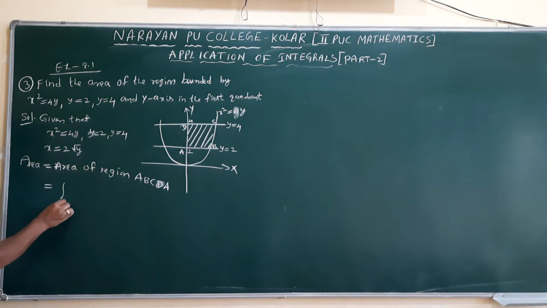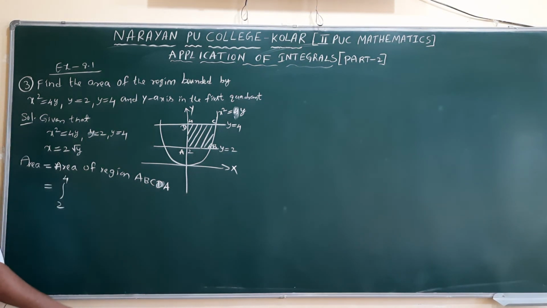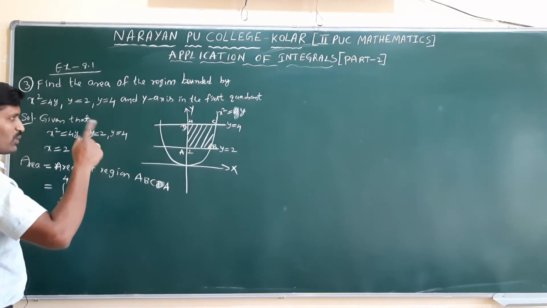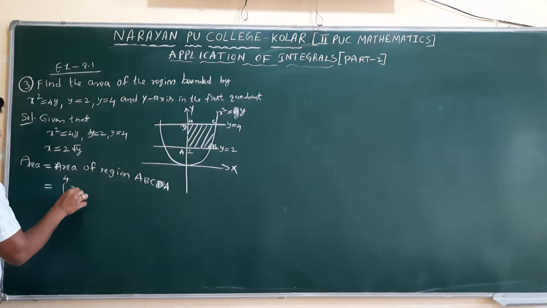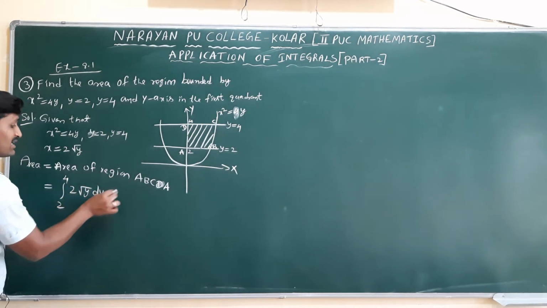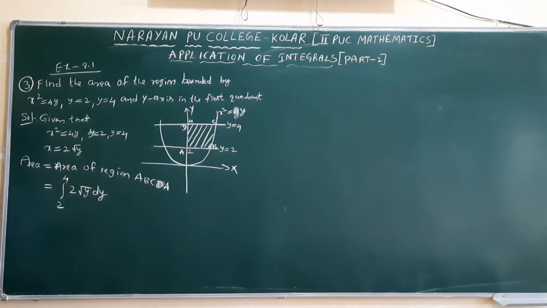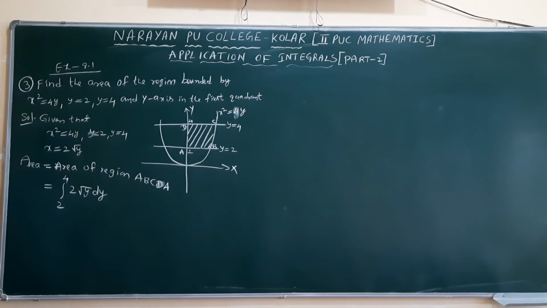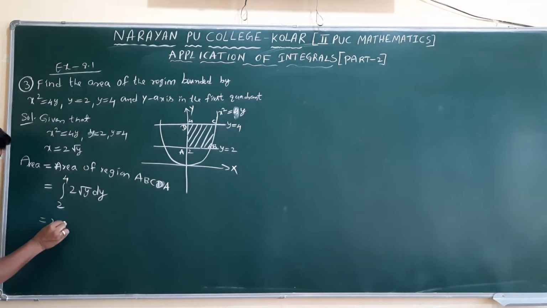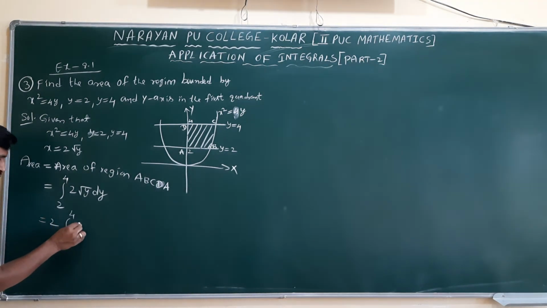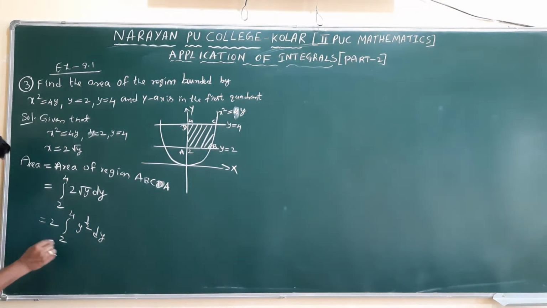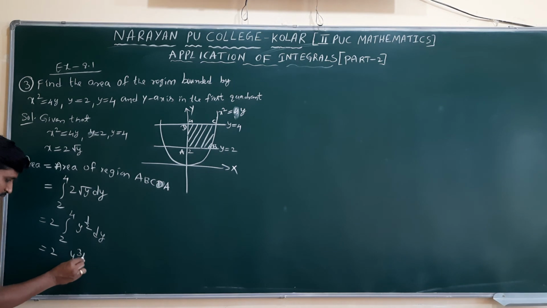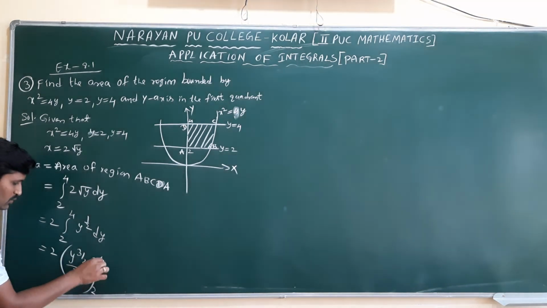So integral from where to where? 2 to 4. Curve is what? With respect to y, x in terms of y value is already there. That value we need to substitute: 2 root y into dy, because limits are in terms of y and the function also is in terms of y. 2 is a constant, take it common, 2 to 4. Root y means you can write y power 1 by 2 dy. 2 into integration, what will we get? Y power 3 by 2 by 3 by 2 from 2 to 4.